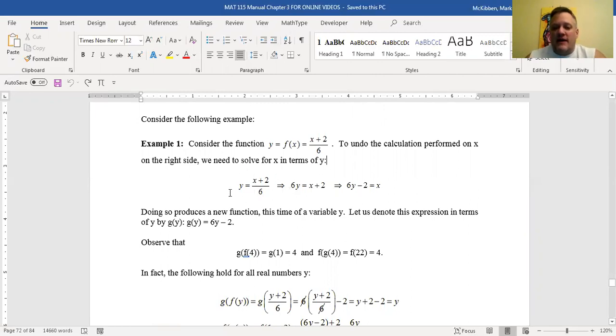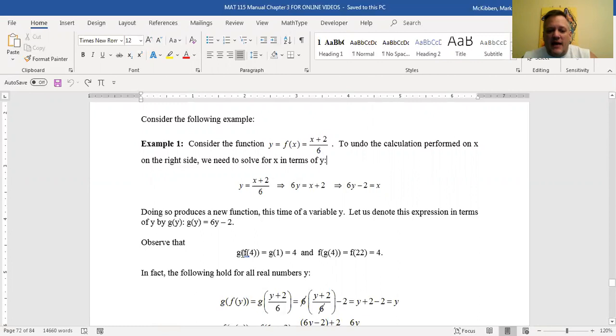If you have this, I'm going to solve for x in terms of y. So I'm going to multiply both sides by 6 and subtract 2. And notice that if I gave you various values of y now, it's very simple to find those corresponding x values, right? And so what this is, is a function. It's another linear function. And observe its relationship to the original one.